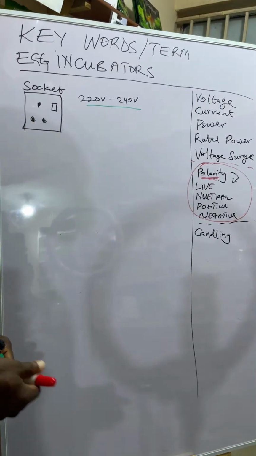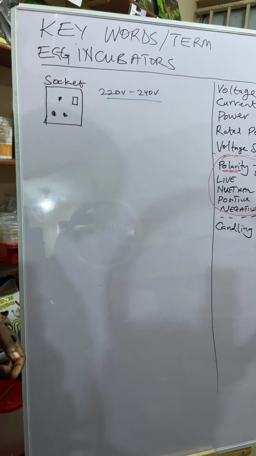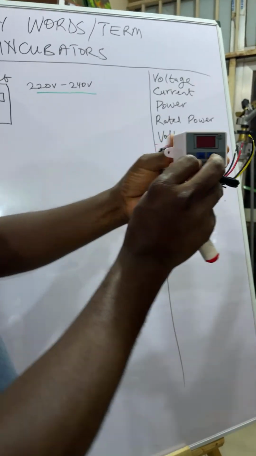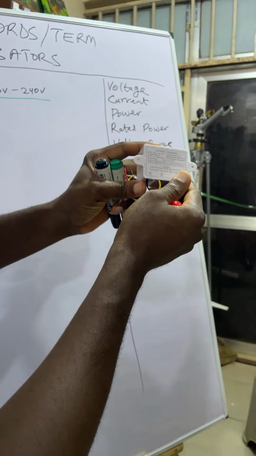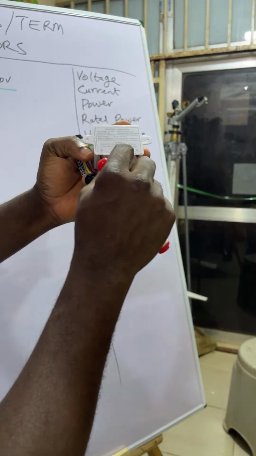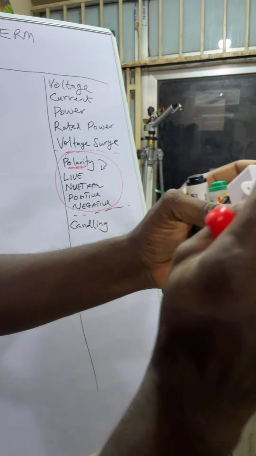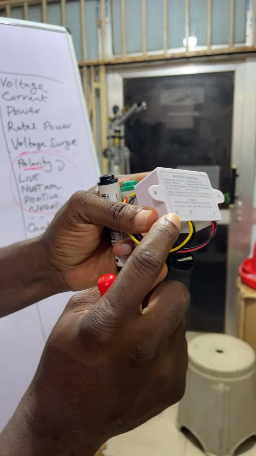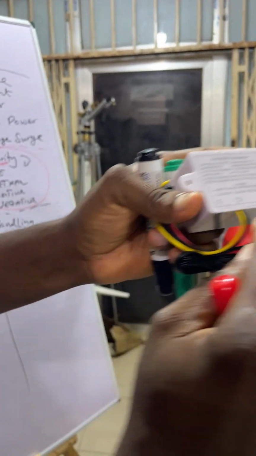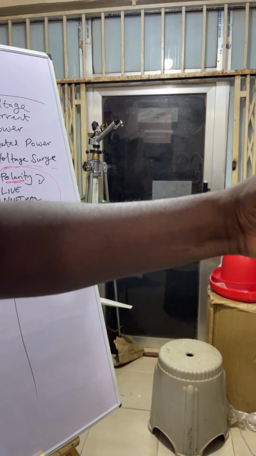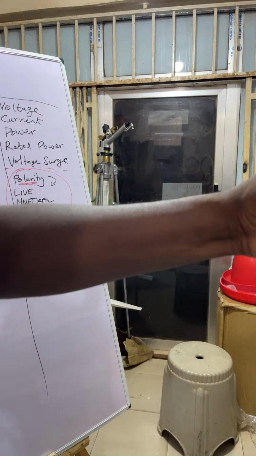Okay, so since we are dealing with incubators, I have a thermostat here. Yesterday we spoke about it. Usually if you turn the back, the voltage that it operates on is always stated. Let me show it here first. If you come here, you see there are options, but they've ticked this one.